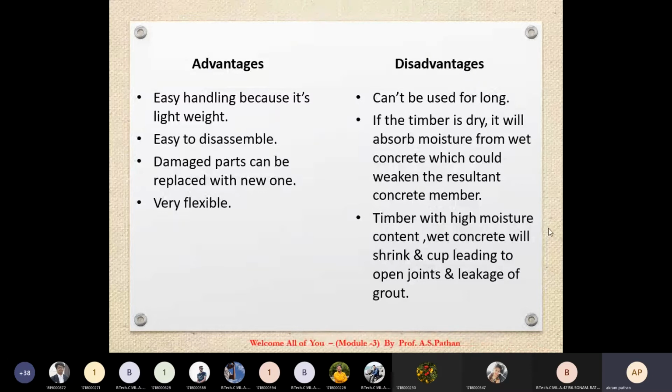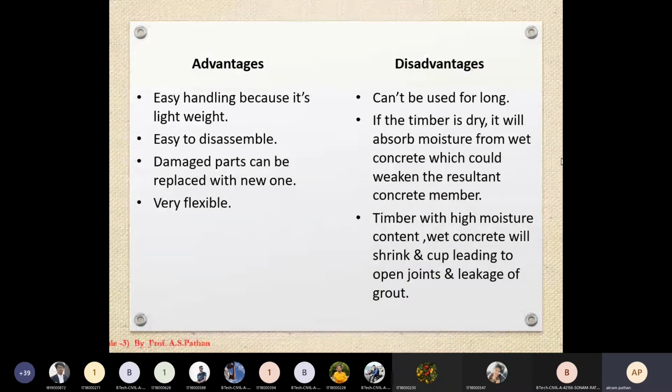We cannot use it for long, massive concreting work, for example in the case of high-rise buildings, construction of bridges, flyovers, or rigid pavements. For that purpose, timber formwork cannot be utilized.